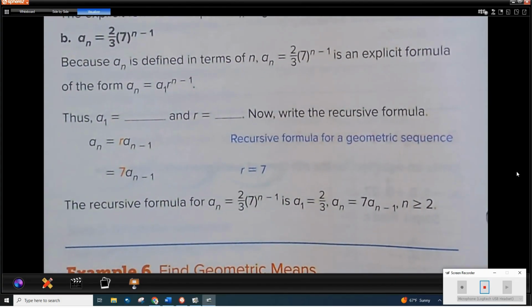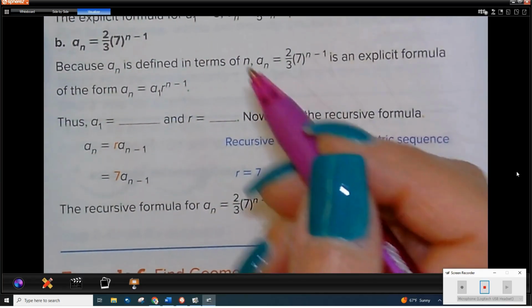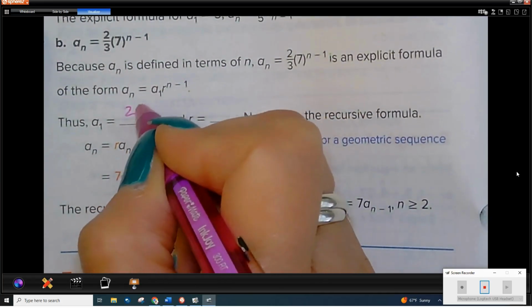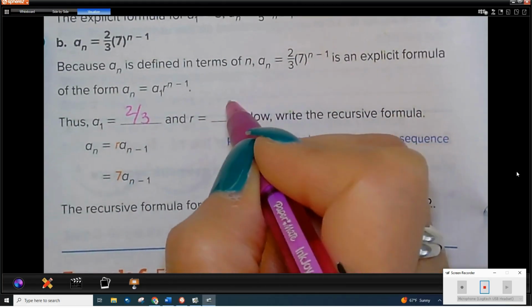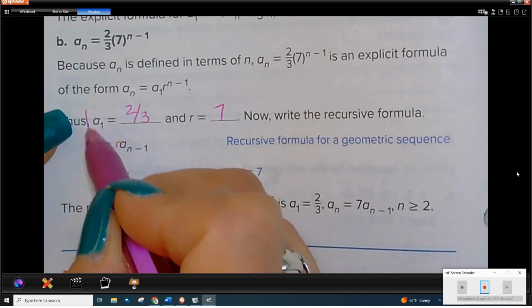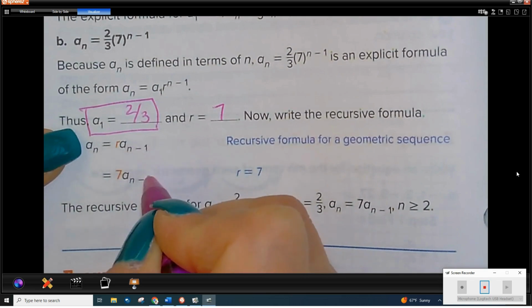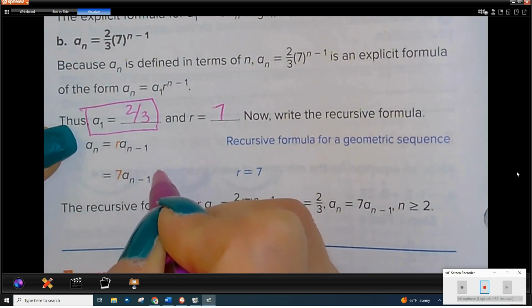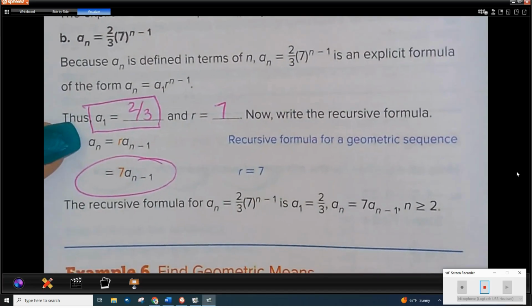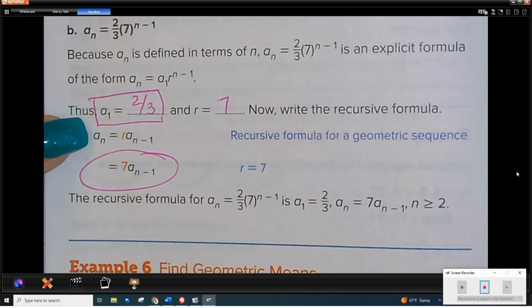This one starts with the explicit formula and you write a recursive formula. Well, you start with your starting number, A1, and then R is 7 on this. So you need to tell them where to start. So we did that there. And then it's 7, always your R, times A n minus 1. So that's the formula. You don't have to change the n minus 1. The n minus 1 just represents the term in the sequence. It just lets you have a place to plug in.